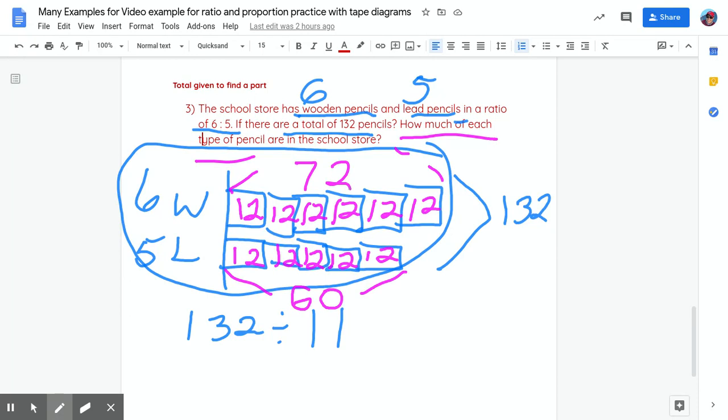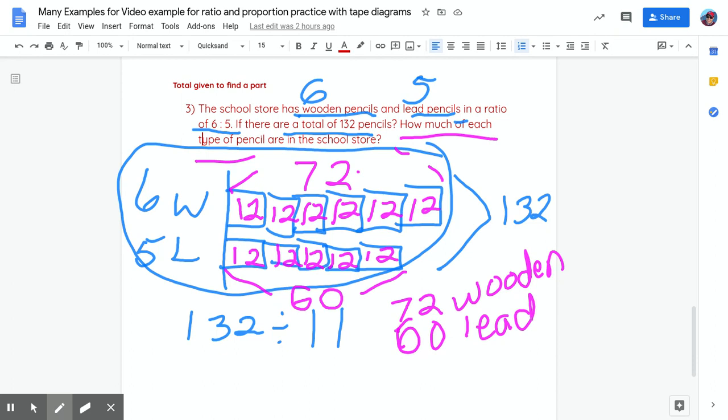So, Goofy, no, that's question 2. School store has 72 wooden, and hopefully they're those nice Dixon Ticonderoga pencils. They're fantastic. And then that number's for wooden. Then 60 lead. Oh my goodness, that's awful.